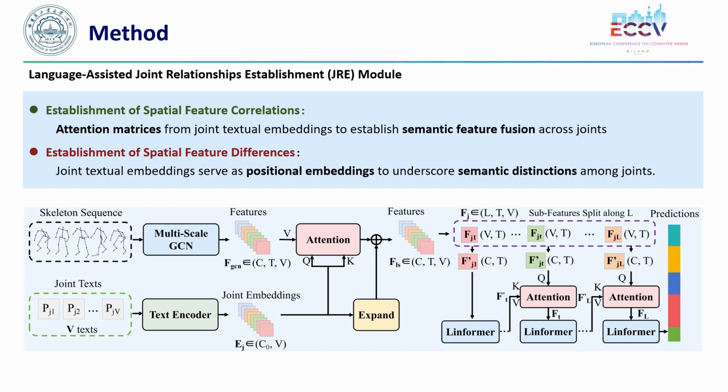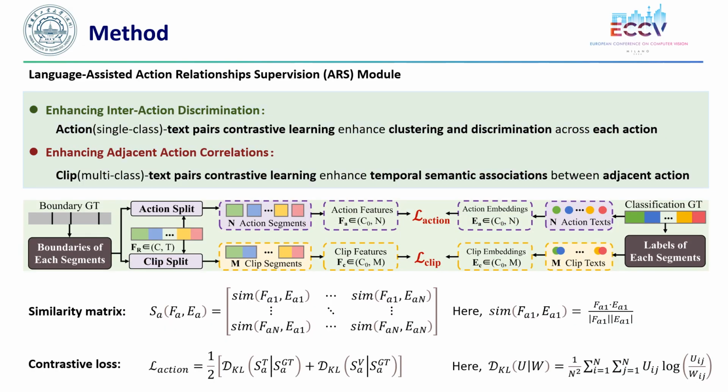For spatial feature correlation, after multi-scale graph modeling, LaSA utilizes an attention matrix generated from joint text embeddings to integrate spatial features further. For spatial feature distinction, joint text embeddings serve as positional embeddings, highlighting semantic differences between joints, which enhances subsequent attention fusion between spatial subfeatures and temporal features. Then, the language-assisted action relationships supervision module operates at the action level, segmenting features into actions and clips based on ground truth boundaries, applying textual supervision.